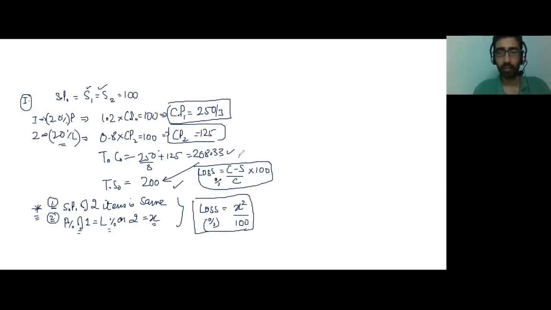So what you are calculating here using all the calculations, you could have directly got if you knew the formula. And X in our question was 20%. So 20 square, 400 by 100 would have given us a 4% loss. Is this clear? This may be a useful formula to have in your kitty. Okay, that is very good.